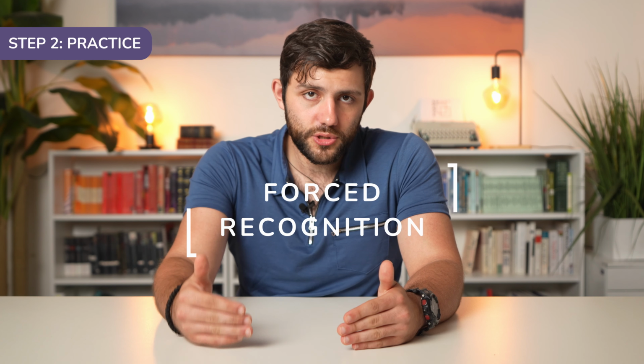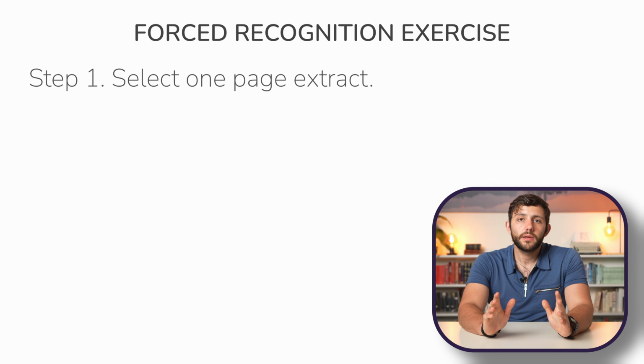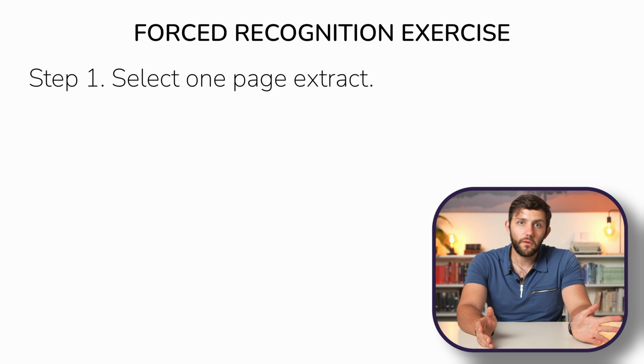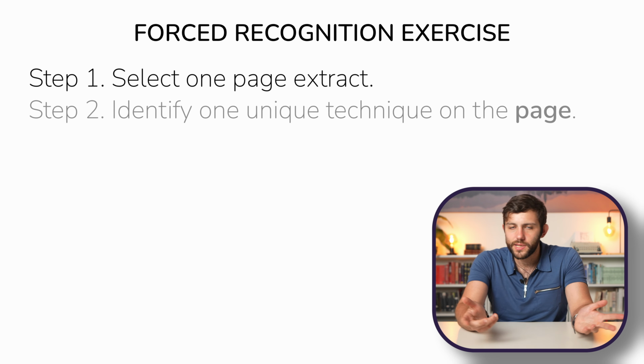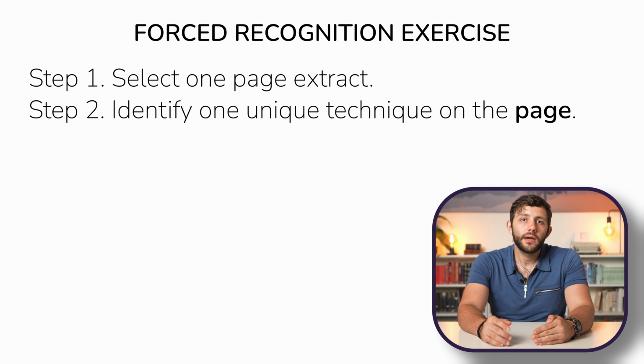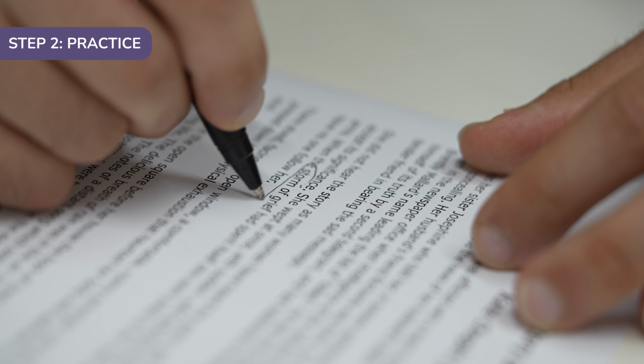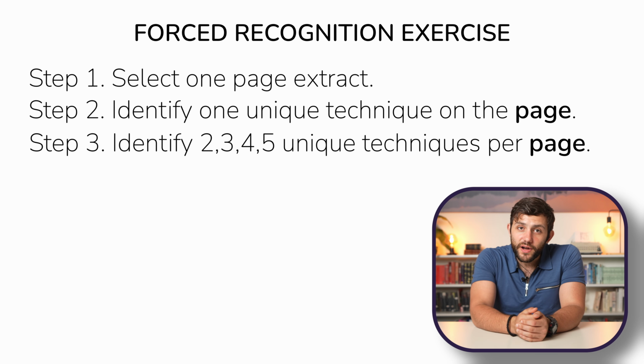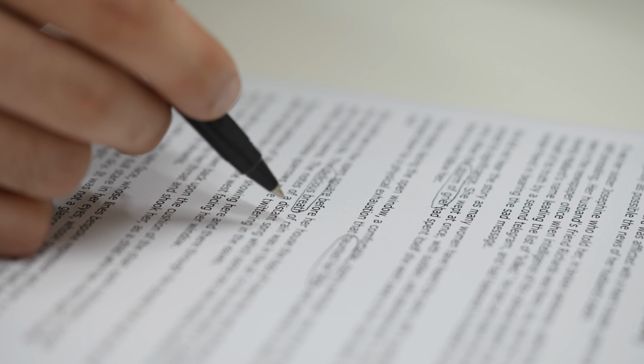Now, the number one fastest way to get better at all of this, at technique identification in general, is forced recognition. Here's how this works. Take a 1-page extract from a novel, from a poem, from a newspaper, whatever, it doesn't really matter, and start like this. Identify one unique technique on the whole page. Easy! Next, identify 2 unique techniques per page, then 3. When you've gotten to 5, we're going to make some changes.